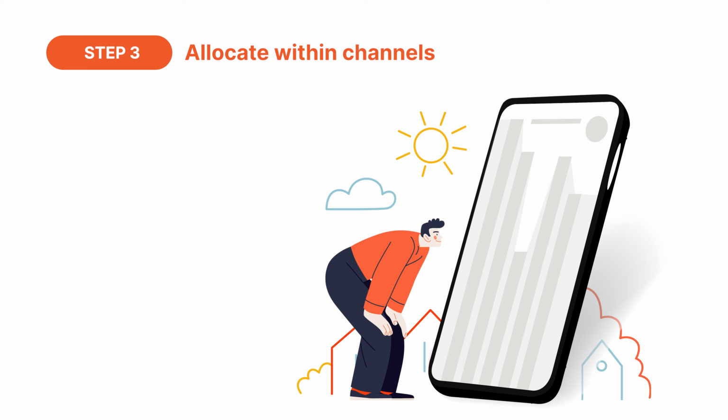Finally, don't forget to use analytics tools to understand where your customers are most active. This will help you allocate your budget to the channels where they're most likely to see your message. Now, step 3 is to allocate within the channels. Let's go even deeper and break down your budget within each channel. This is where the real magic happens.